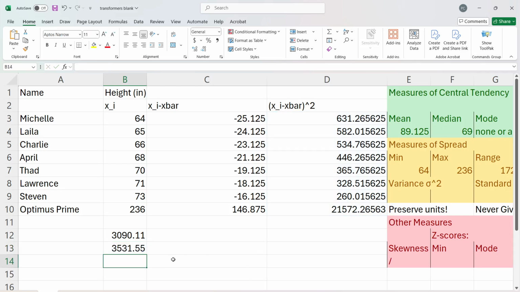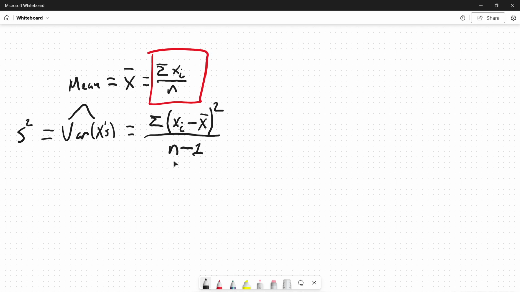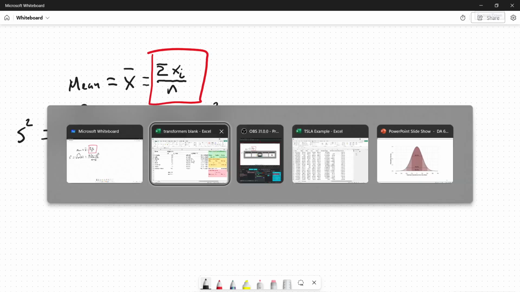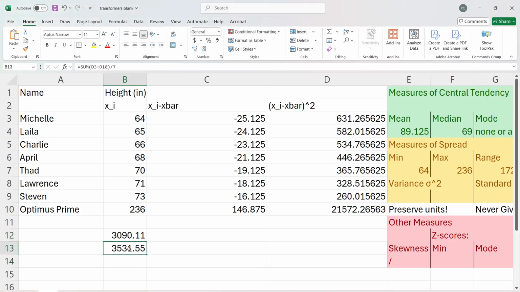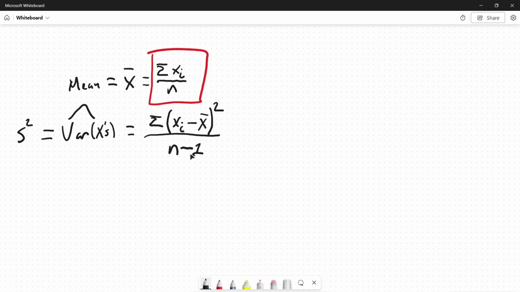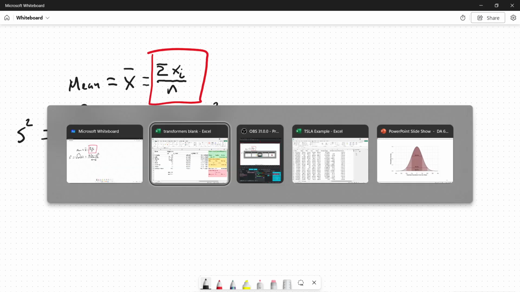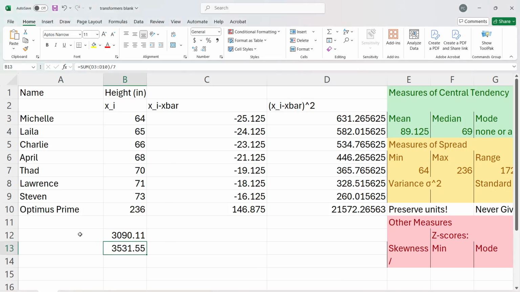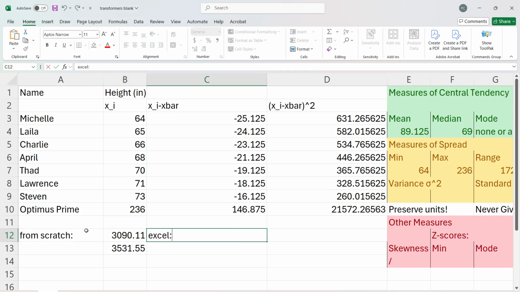Okay, all right. So the larger one is indeed a bit larger. This one would be the formula for the population variance, which just had n in the denominator. And the other one would be the formula for the sample variance, which has n minus 1 in the denominator. And I sure hope, all right, these are from scratch. I sure hope Excel does it and gives me the same number.